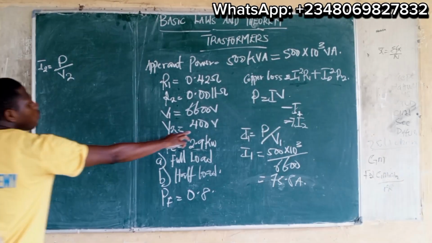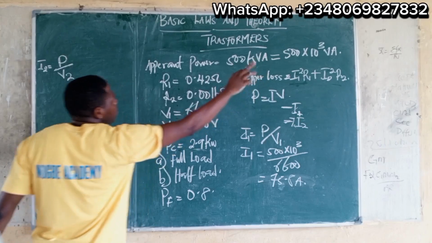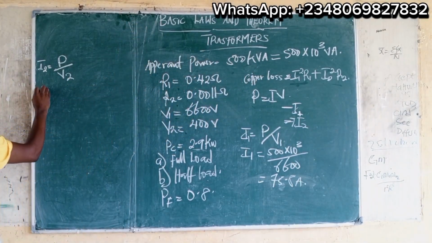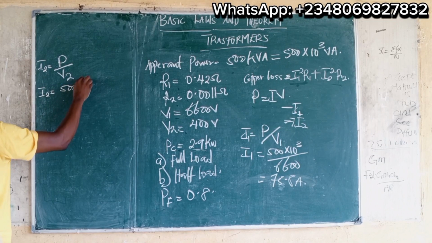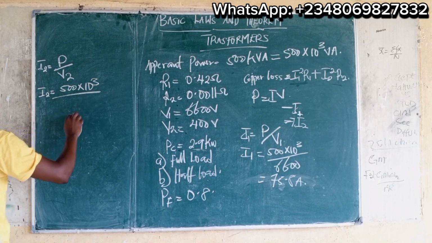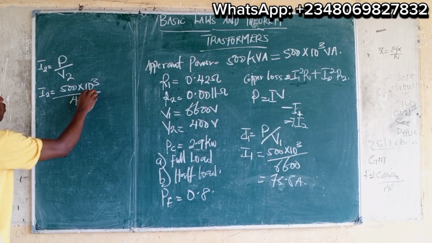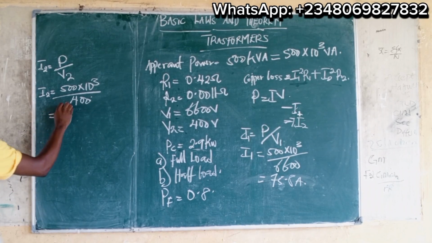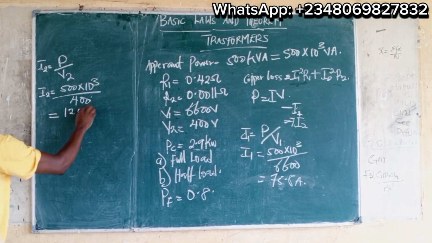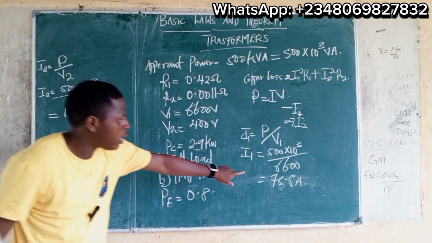Now what is our V2? 400. And what's our P? Our P is 500 times 10 raised to the power of 3. So I2 will simply be 500 times 10 raised to the power of 3 divided by our V2, 400 volts. So if you simply do this calculation, you arrive at 1250 amps.